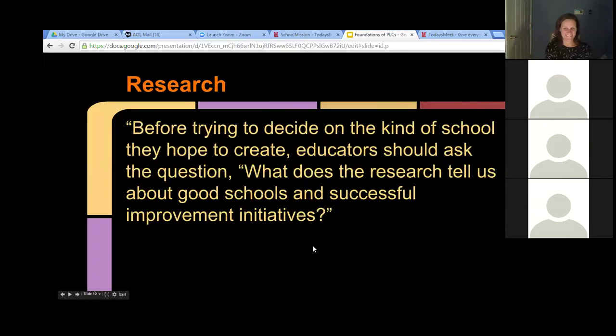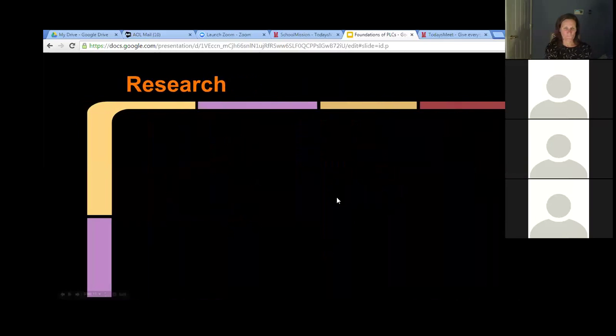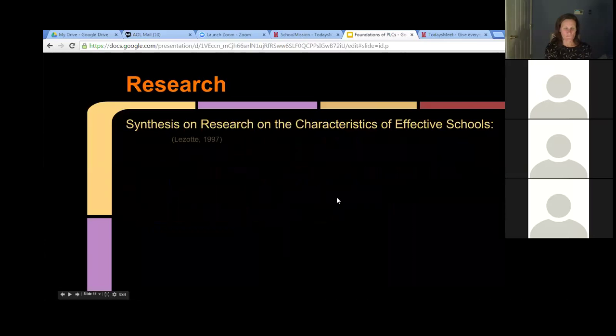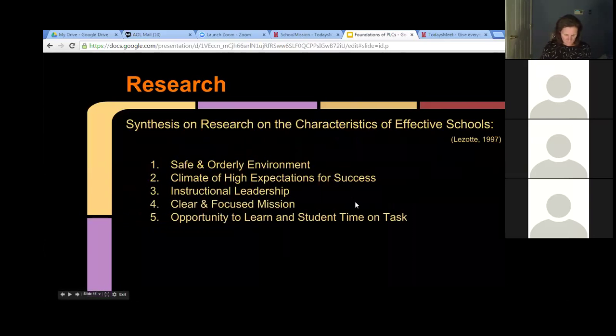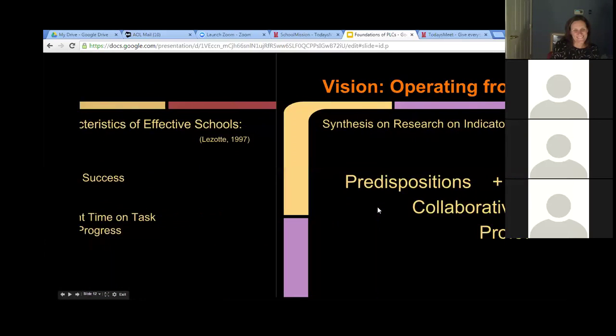Before we do anything, DuFour and Eaker say that we should look at what the research tells us about good schools and successful improvement initiatives. Rather than take too long on this, I think we all know at the doctoral level the research on the characteristics of effective schools. I won't read them all to you.